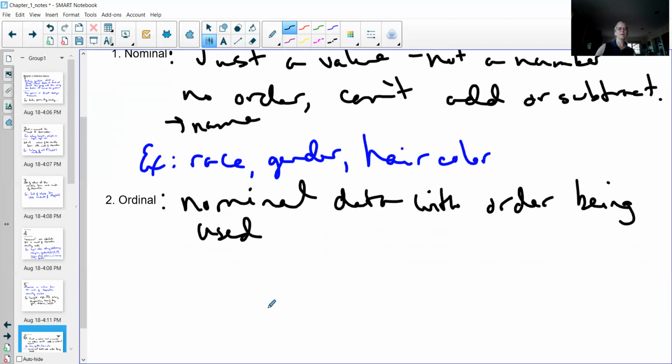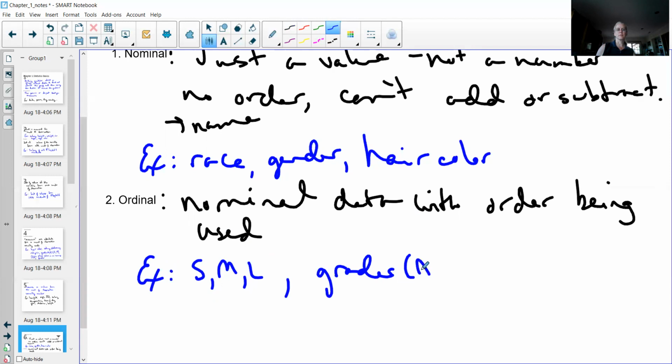So examples of these would be things like, and there's not a lot of these, so it's hard to come up with these, but small, medium, large. That would be an order. We can put them in some kind of order. Your grades, A, B, C, D, F. There's definitely an order to those grades.